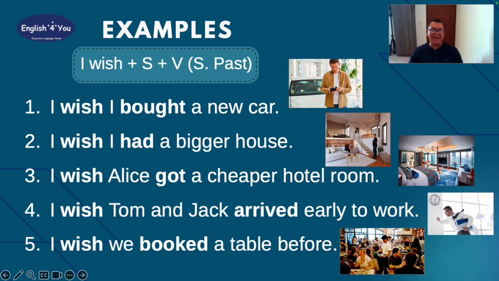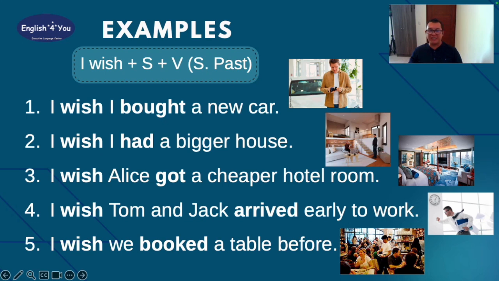What happened with Alice? Did she get the cheapest room? I don't think so. I think she got the most expensive room. So maybe I don't have enough money to pay for it. I wish Alice got a cheaper hotel room. Let's move on to sentence number 4.